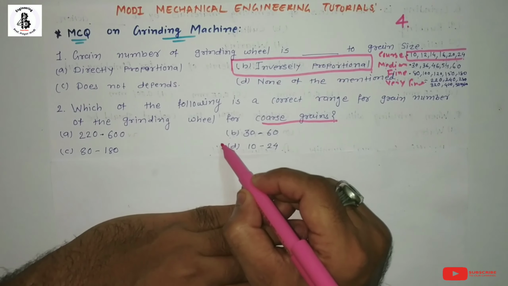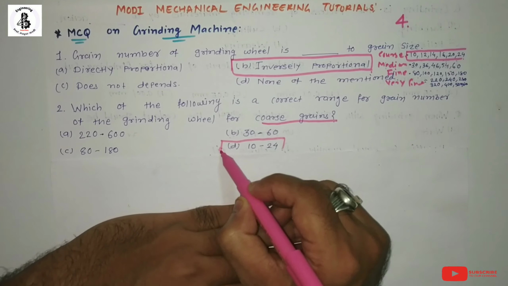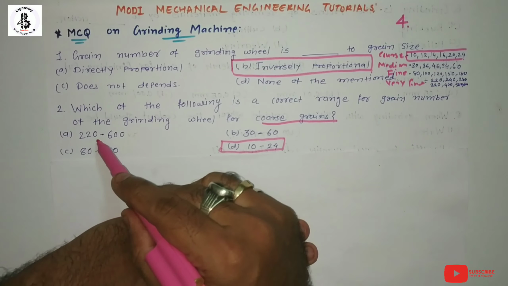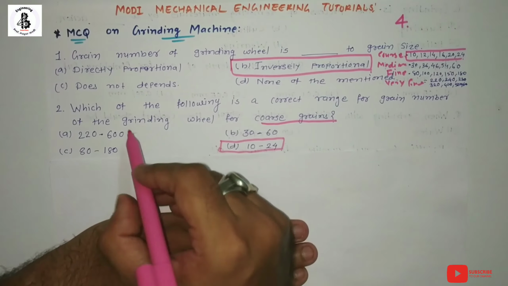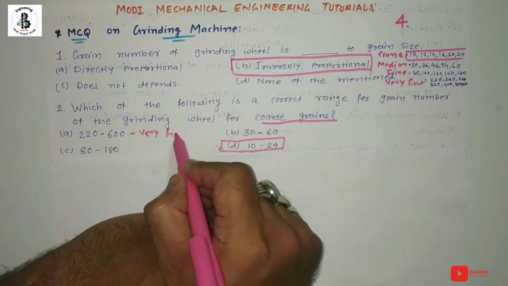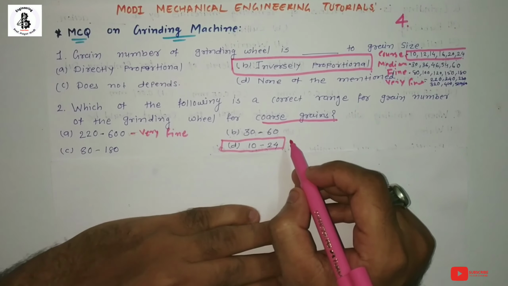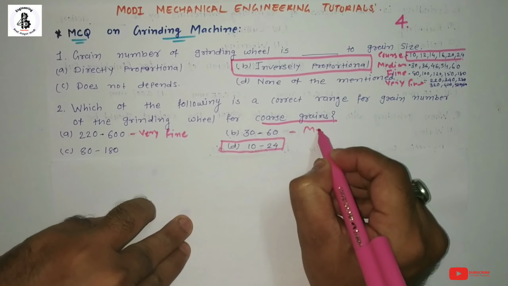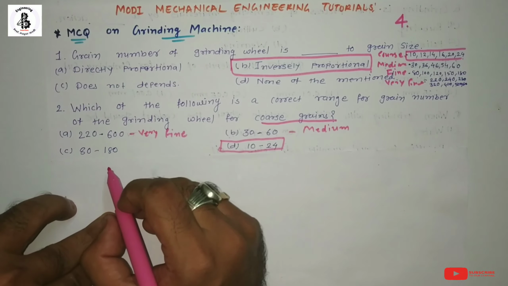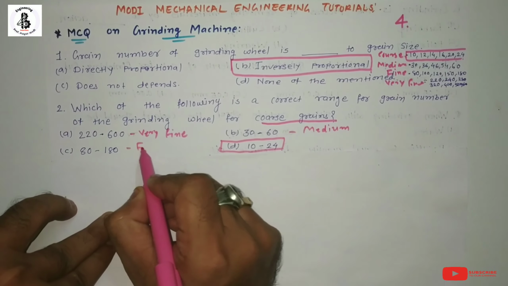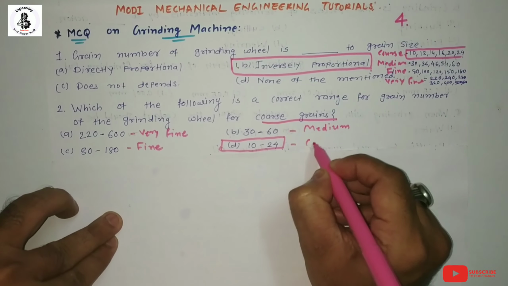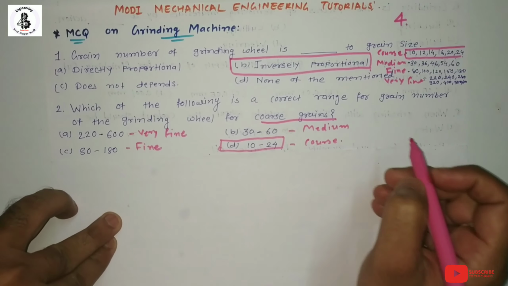So option D. As we already discussed, option A 220 to 600 is for the very fine grain size. 30 to 60 is the category of medium grain size, 80 to 180 is the fine grain size, and 10 to 24 is the coarse grain size.